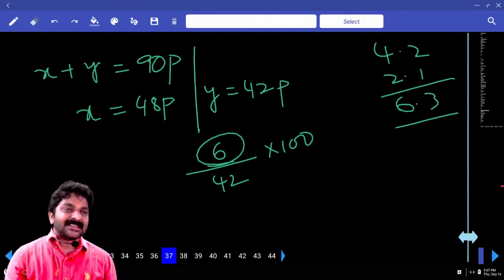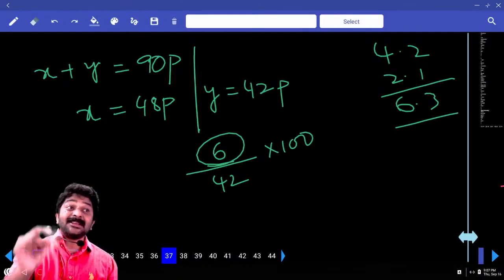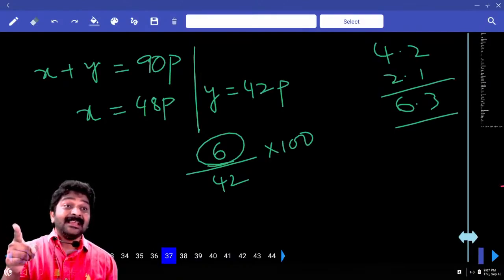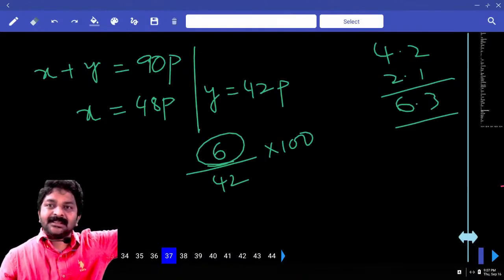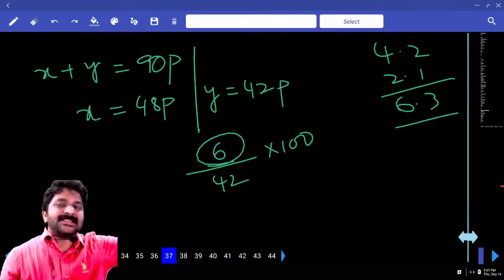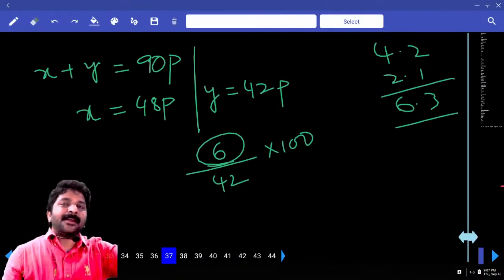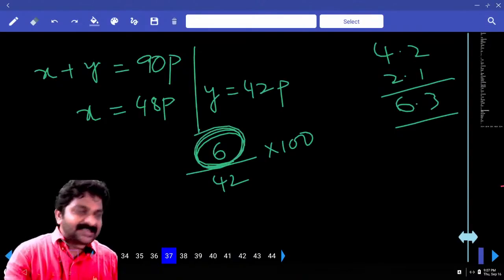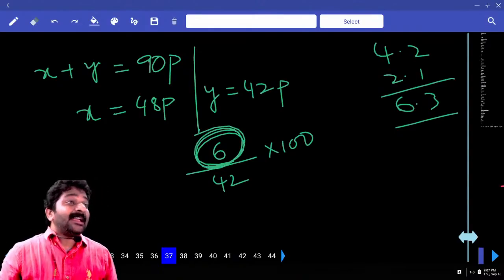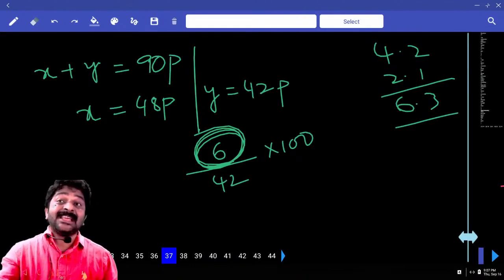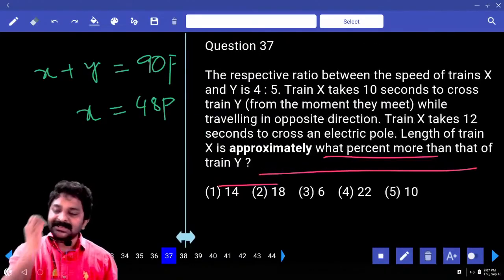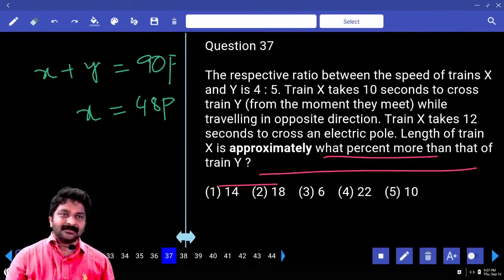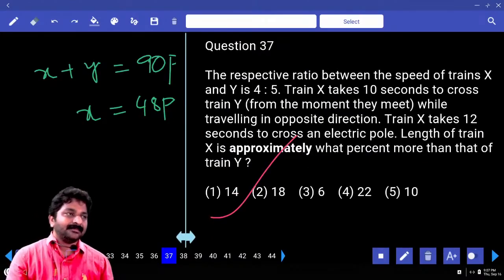But your numerator is less than that only. Hence, the answer must be definitely less than that. 4.2 is how much percent? 10%. 2.1 is how much percent? 5%. 6.3 is how much percent? 15%. But your numerator is 6, which is less than 6.3. Hence, the answer must be definitely less than 15, but close to that only. How many options are less than 15 but close to that? First option, final.